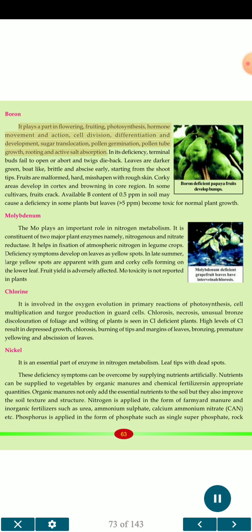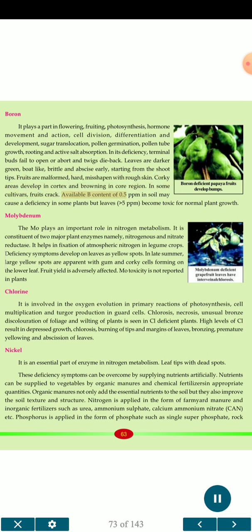Boron. It plays a part in flowering, fruiting, photosynthesis, hormone movement and action, cell division, differentiation and development, sugar translocation, pollen germination, pollen tube growth, rooting and active salt absorption. In its deficiency, terminal buds fail to open or abort and twigs die back. Leaves are darker green, boat-like, brittle and abscise early, starting from the shoot tips. Fruits are malformed, hard, misshapen with rough skin. Corky areas develop in cortex and browning in core region. In some cultivars, fruits crack.